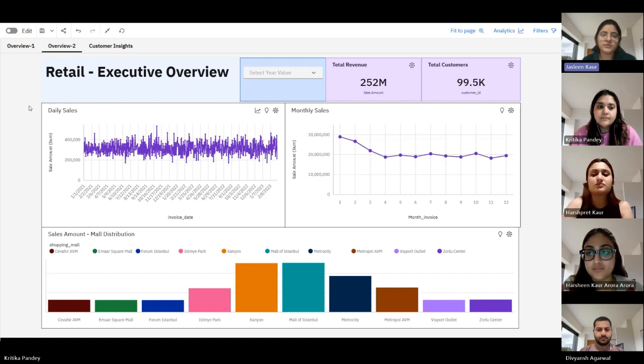Thirdly, we have mall distribution. That's a bar chart. This compares total sales by mall. Kanyon and Mall of Istanbul are the top performers, indicating where customer footfall and engagement are the highest.